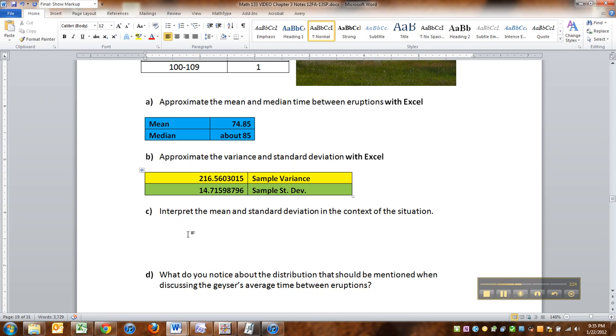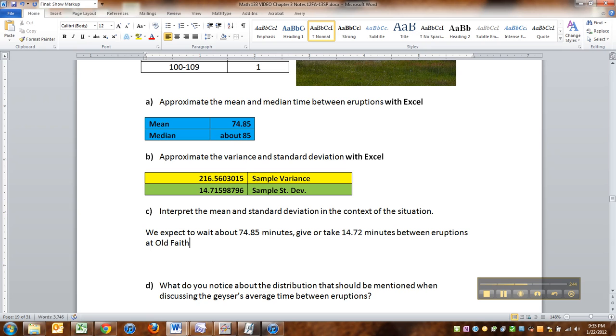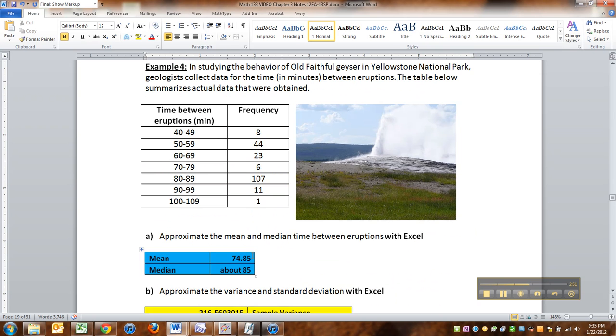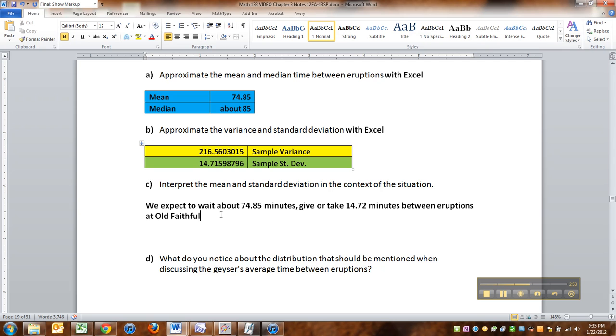Now, we're going to interpret the mean. We expect to wait about 74.85 minutes, give or take 14.72 minutes between eruptions at Old Faithful. And there we go. That give or take, right? That's how standard deviation and mean get interpreted together.